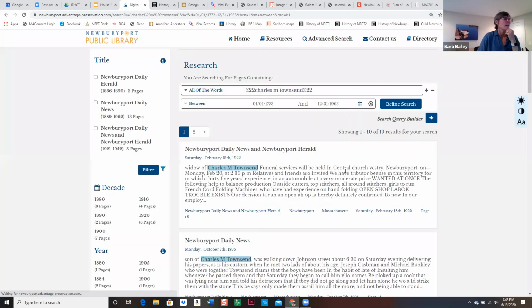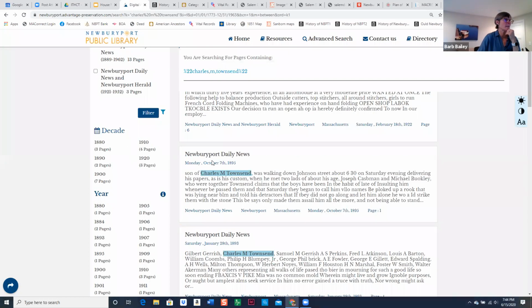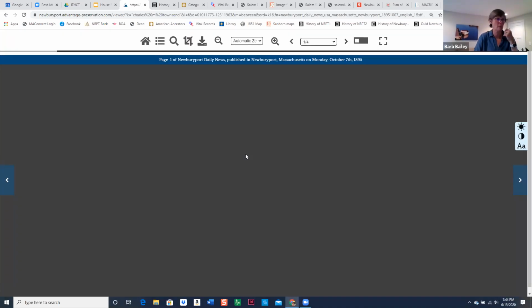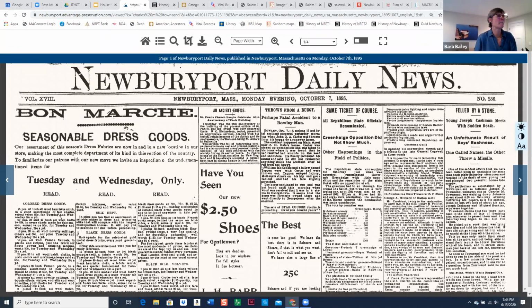And so I can see a little preview here. The widow of Charles M. Townsend looks like a funeral. So maybe that's when his wife died in 1922. Here is another article. This is where you can find some of those fun articles. This is actually an article I used for my If This House Could Talk poster a couple years ago. This story over here on the right-hand side made front page news. Charles Townsend's son threw a rock and it hit another boy and it ended up killing him. So, a really sad event, but it was on the front page of the news.